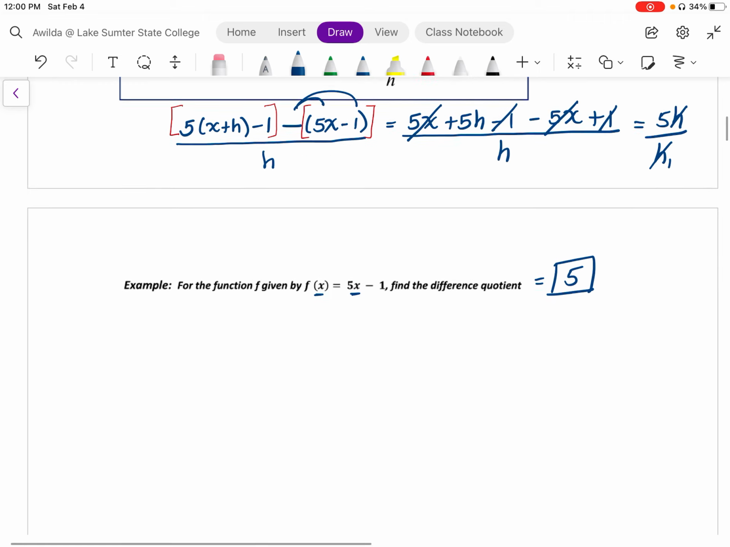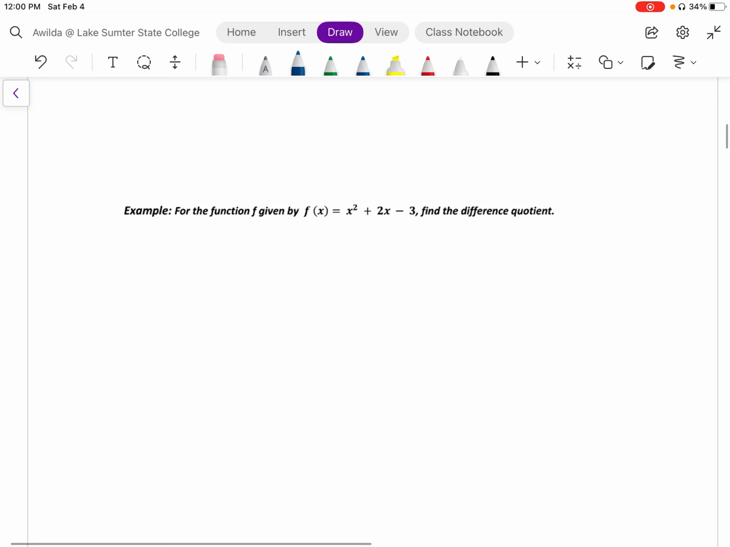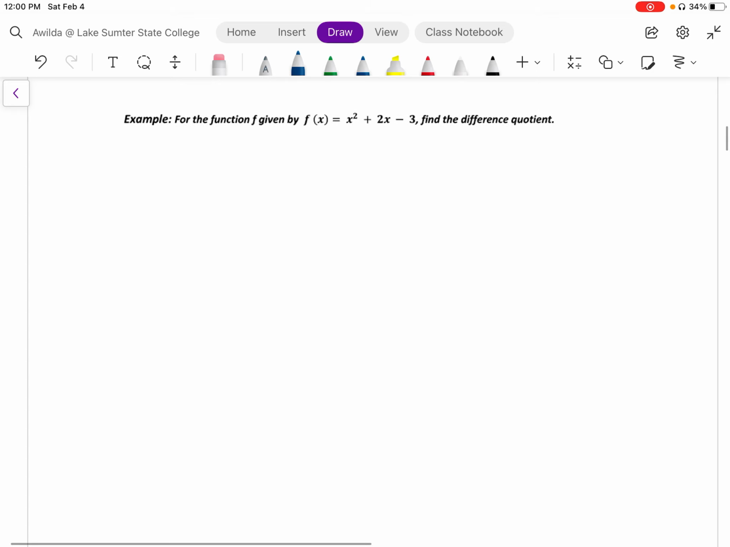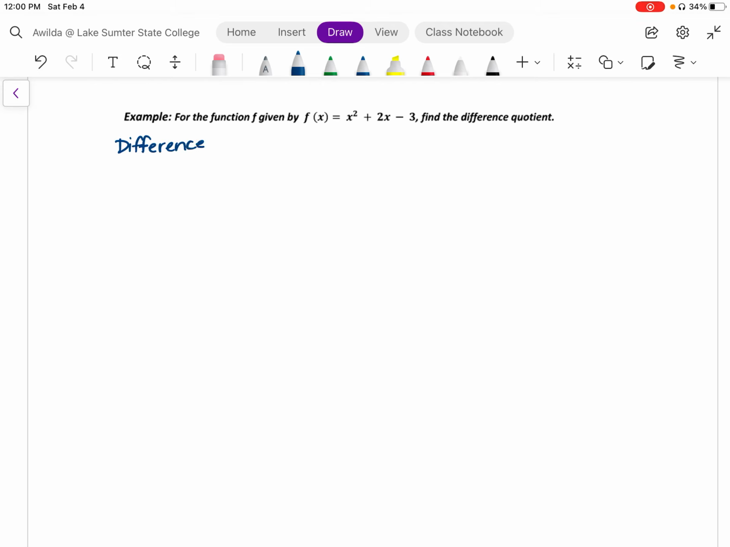All right, let's look at another example for additional practice. So here we have a different function. f of x is equal to x squared plus 2x minus 3. And I'm going to write the equation of the difference quotient again because we've lost it here. It's f evaluated at x plus h minus f evaluated at x all over h.